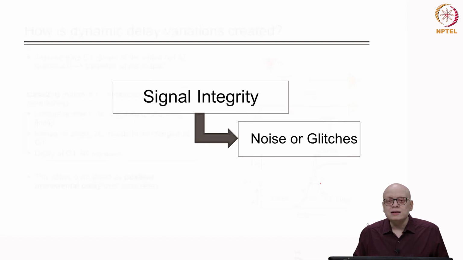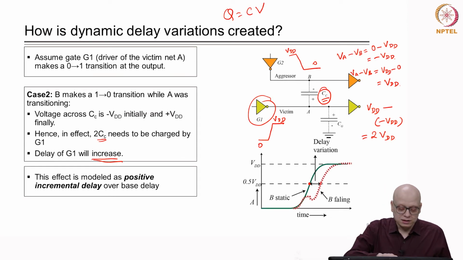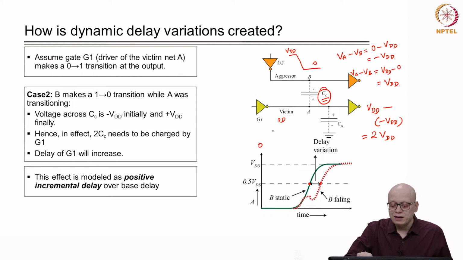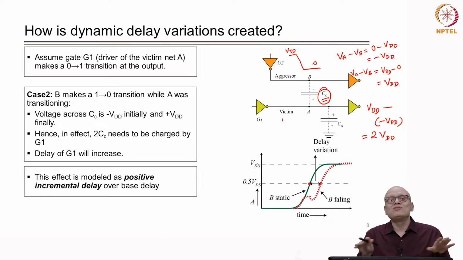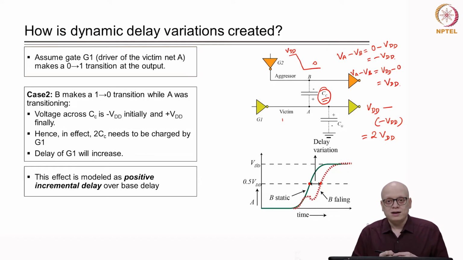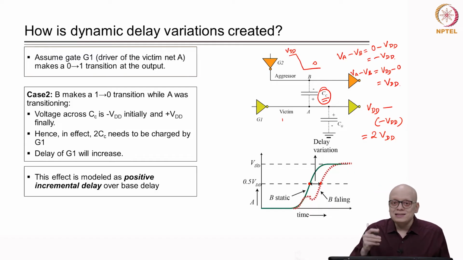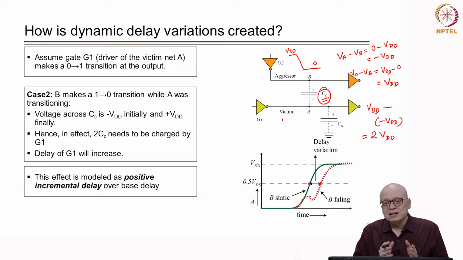So, when we do static timing analysis, by default the tools assume that there is no activity in the neighboring lines, and they compute delays based on the base delay and report the numbers based on it. But there are some tools which also take signal integrity issues into account. In those tools, the base delay is adjusted by positive or negative incremental delay, so that the effect of signal integrity is accounted for, and therefore the setup slack and the hold slack numbers will change after taking signal integrity effects into account.